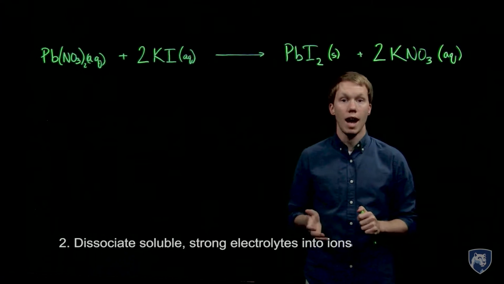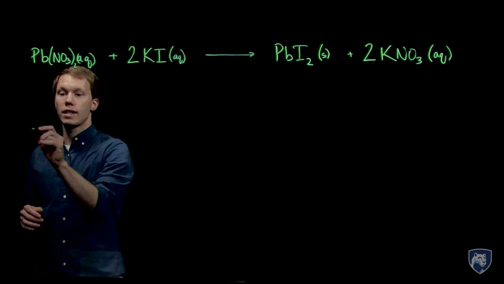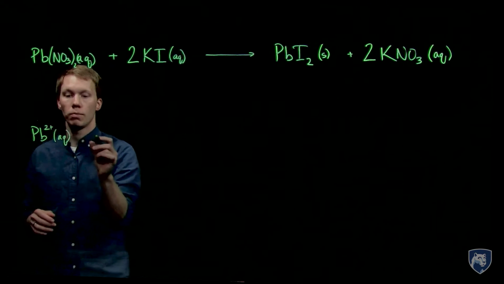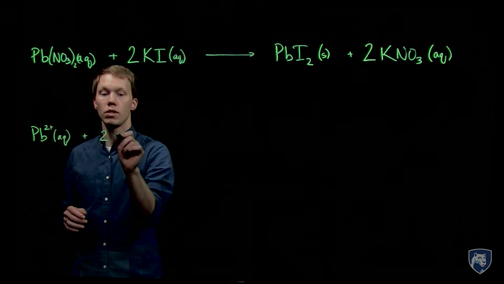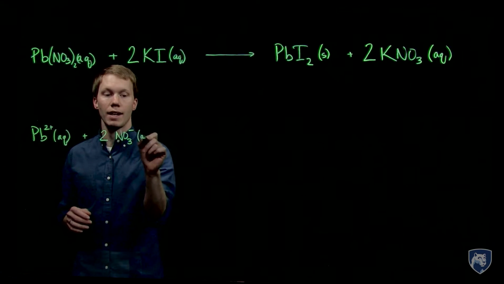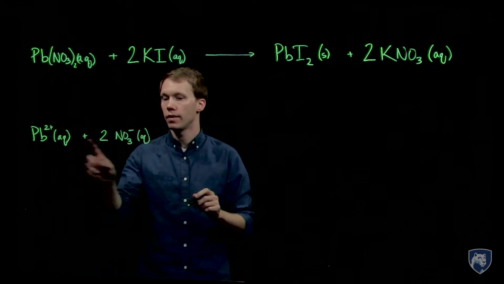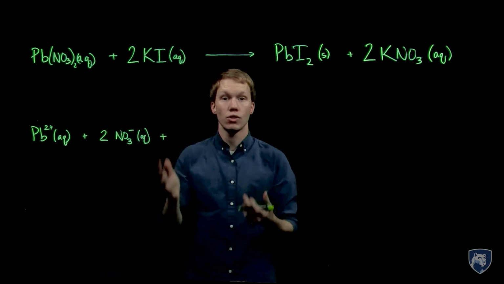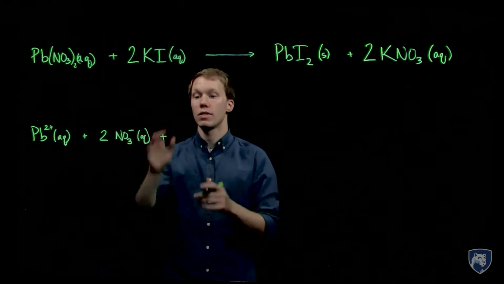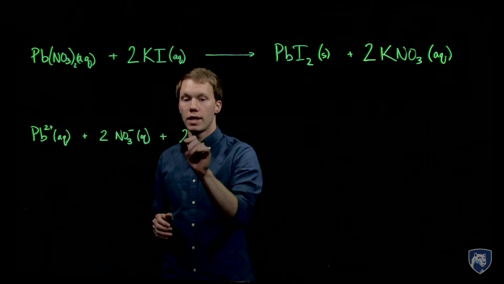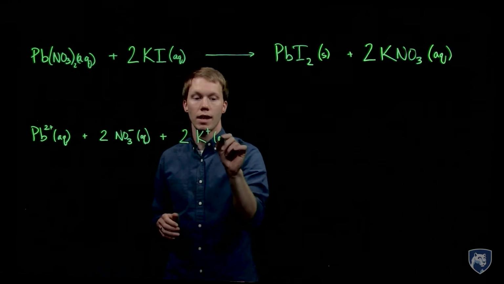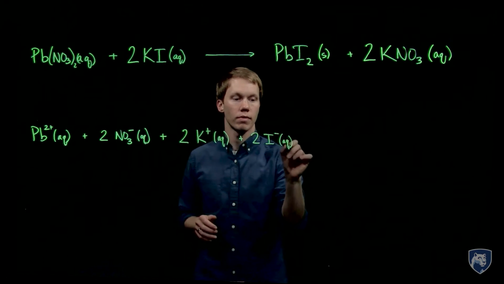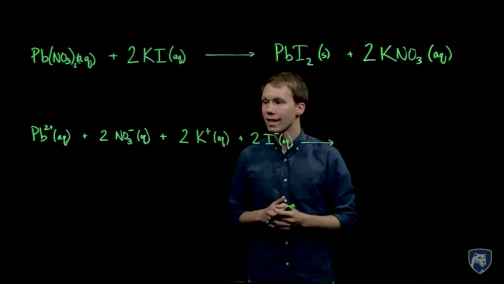At this point, we're ready to do the second step, which is to dissociate soluble, strong electrolytes into their ions. Since lead nitrate is a soluble, strong electrolyte, we would separate into lead 2+ cations plus 2 NO3- anions. And I'll keep the phase notation there. For potassium iodide, this is a strong electrolyte. It's our ionic compound, and so it would be separated into 2 potassium ions and 2 iodide anions. So that's for the reactant side.